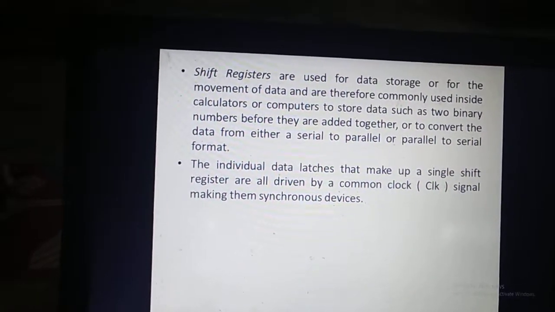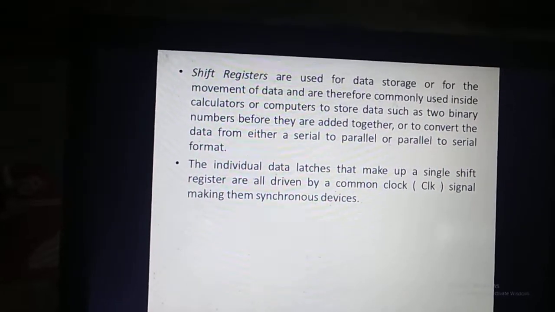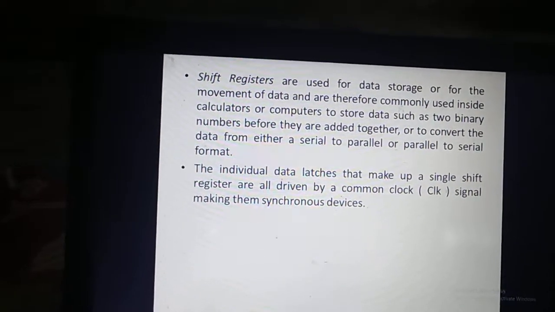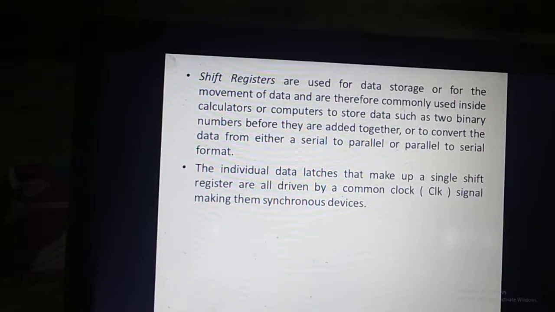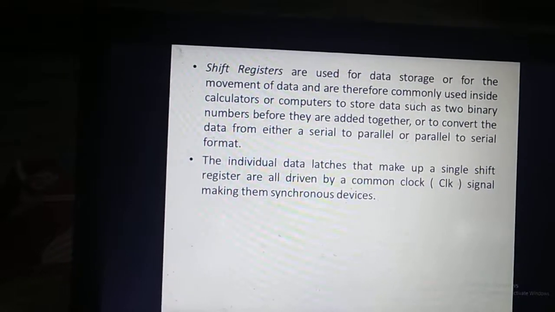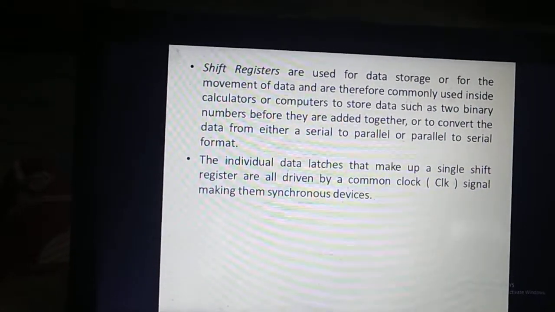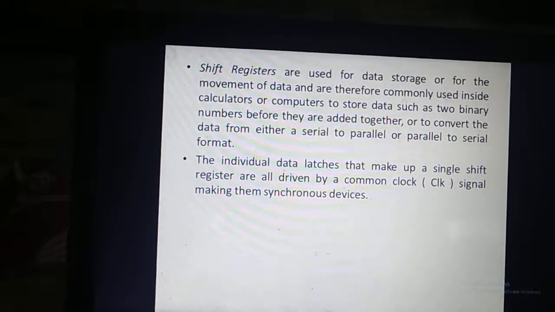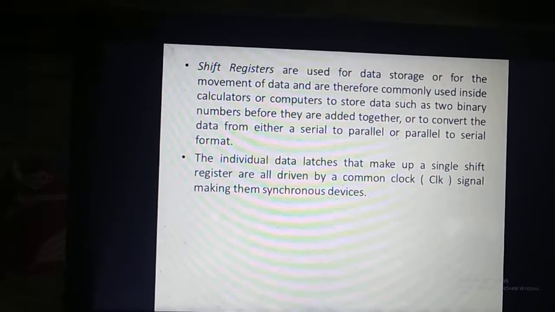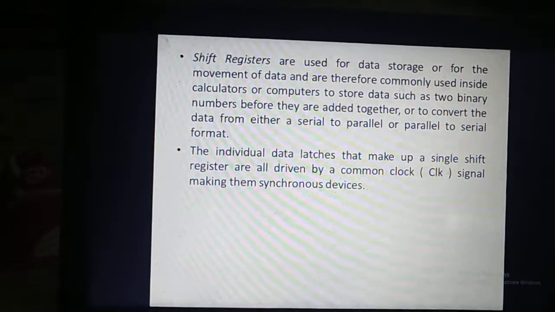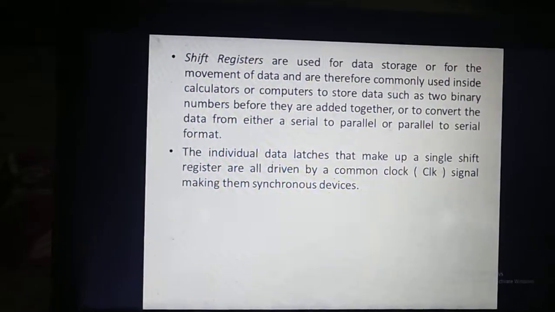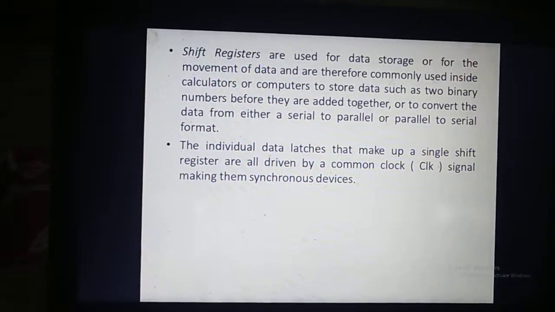It means that suppose we have two numbers and we are going to add these two numbers, so before the adding operation we have to store that data in some kind of storage. That storage is called a register. The individual data latches that make up a single shift register are all driven by a common clock signal, making them synchronous devices. It means in shift registers we have a common clock, and because of that common clock they are called synchronous devices.